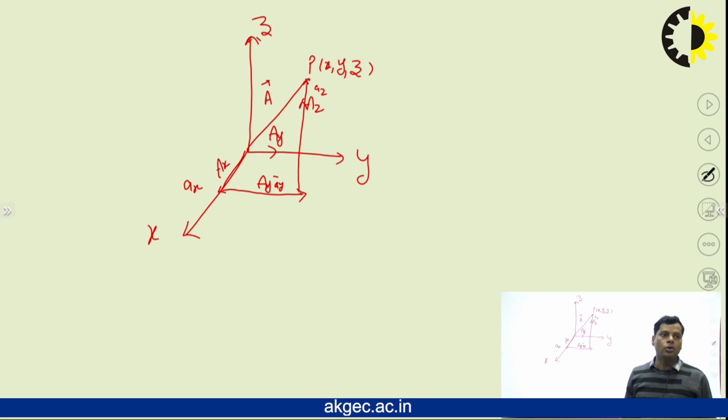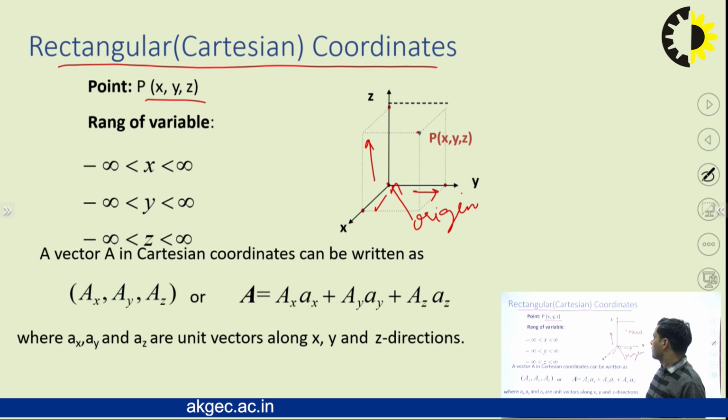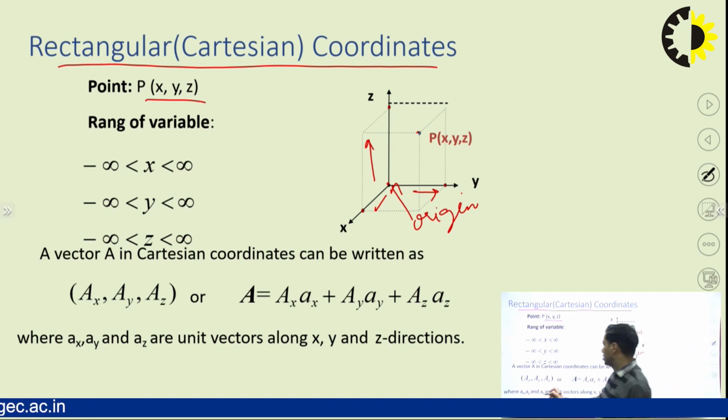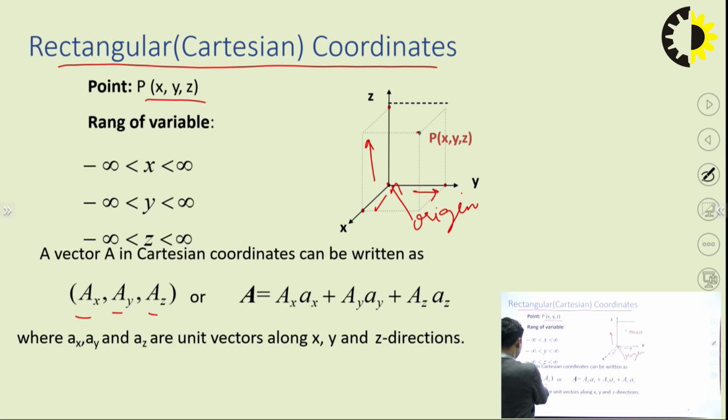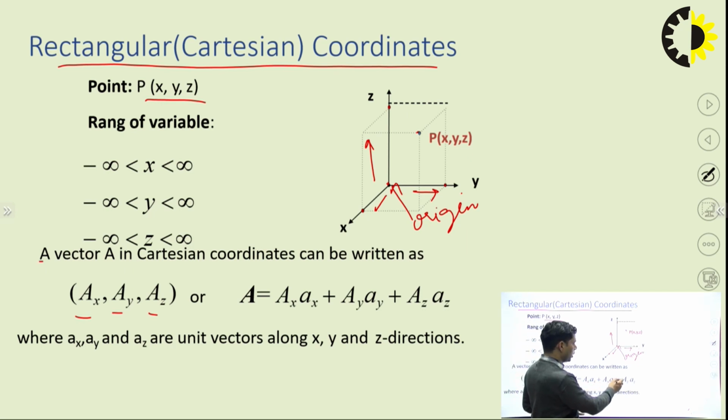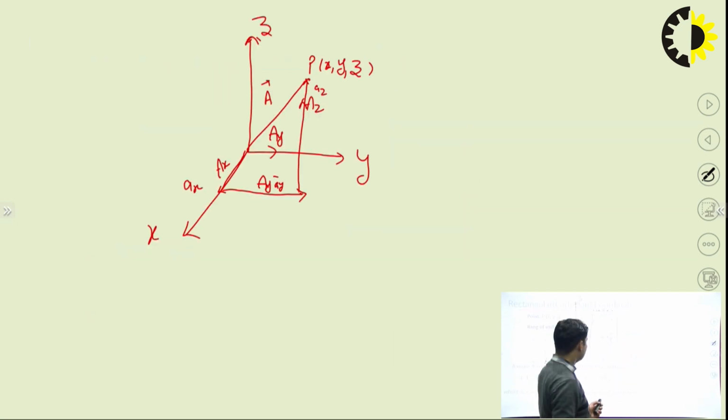In this way we can represent the vector A in coordinates, which can be written as Ax, Ay, Az, or you can write it like this: Ax ax plus Ay ay plus Az az.